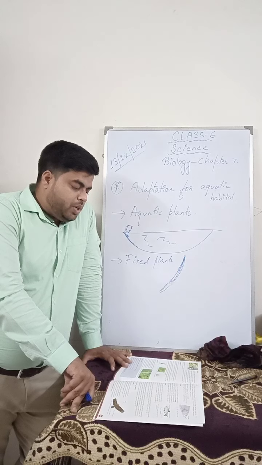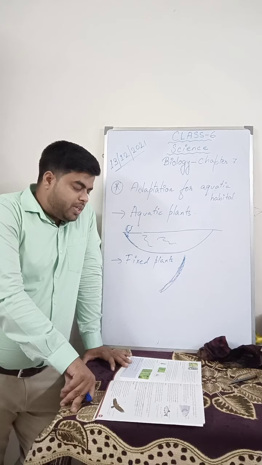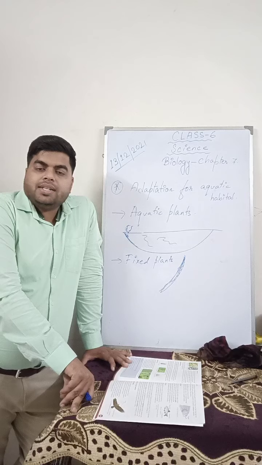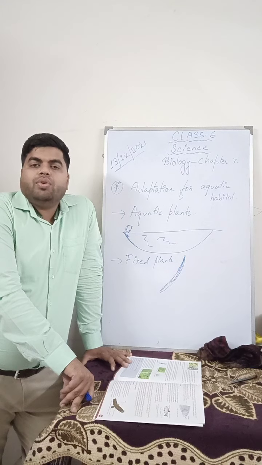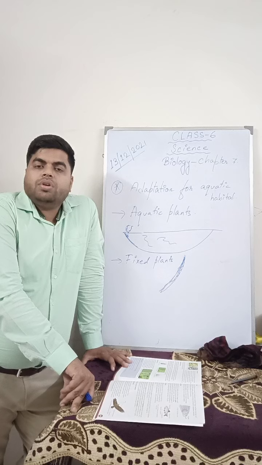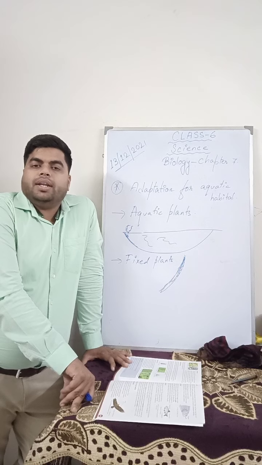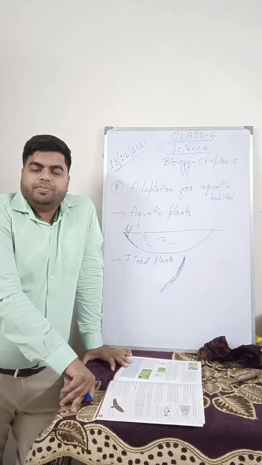Fixed plants absorb nutrients from the soil in the water beds through their roots. So these plants get the required food from the soil by using the root.